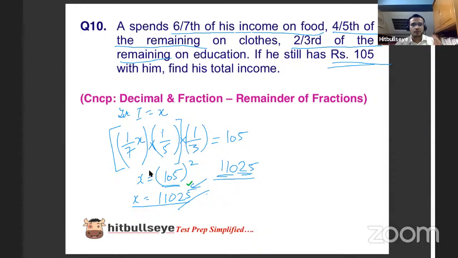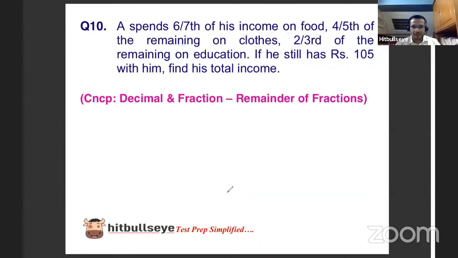11025. So you just see what I am equating on the left hand side and the right hand side, and I get my answer. Clear, everyone? Please confirm in the chat window. All right, let's go to the next one.